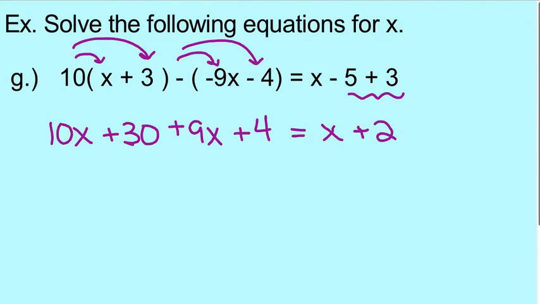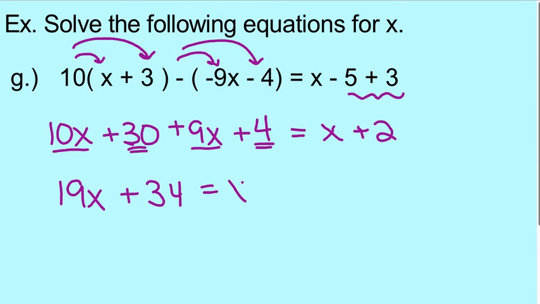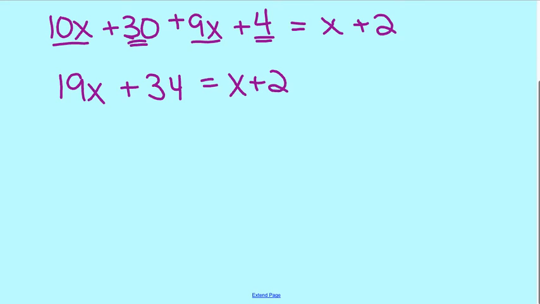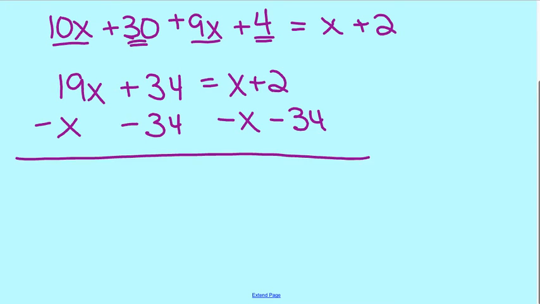Now I'm going to combine on the left-hand side our like terms. So 10x plus 9x is 19x. And then we have 30 and 4 combines to give us 34. And then the right-hand side will just stay as x plus 2. All right, now I'm going to subtract x from both sides. And I'm also going to subtract 34 from both sides. So the last two problems I did this in two separate steps.